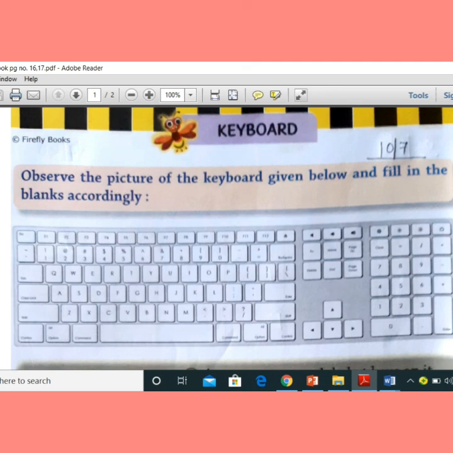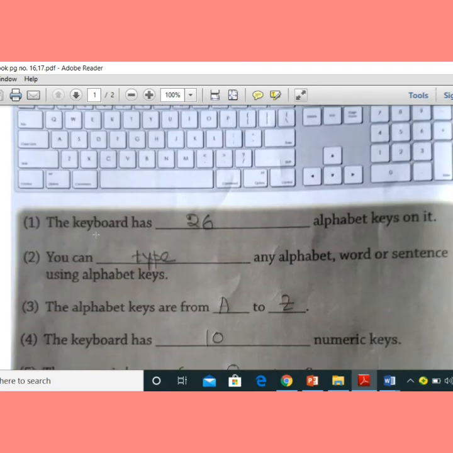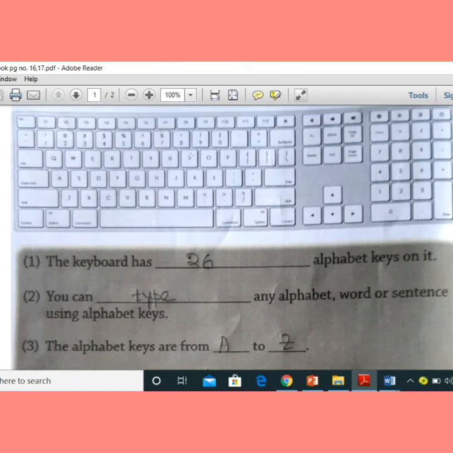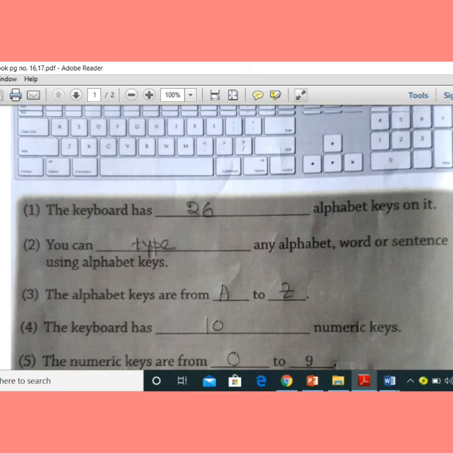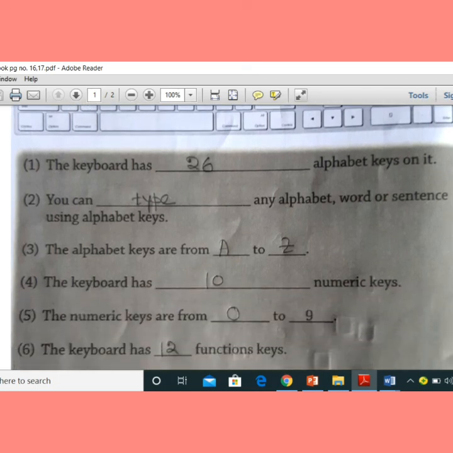the blanks accordingly. Okay, so number 1 is: the keyboard has dash alphabet keys on it. See in the picture, there are 26 alphabets on a keyboard, so the answer is 26. Next is: you can dash any alphabet, word or sentence using the alphabet keys. So using the alphabet keys, we can type any alphabet, word or sentence. Okay. Now the next is: the alphabet keys are from dash to dash. So the alphabet keys are from A to Z, 26 alphabets.